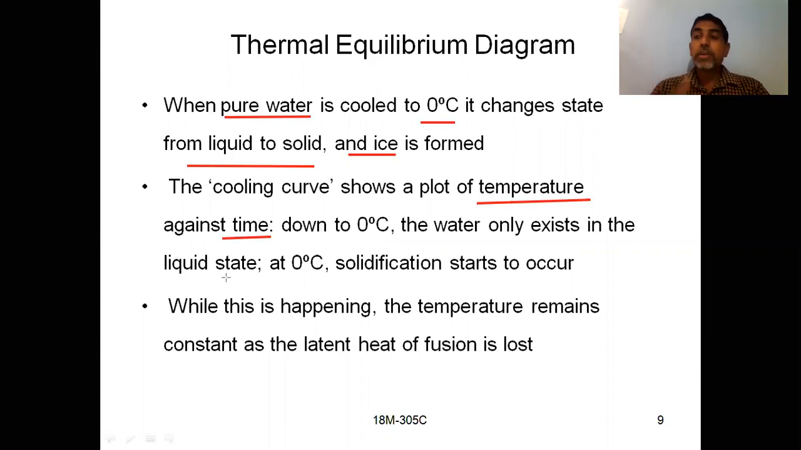Okay, so when you are having more than 0 degree centigrade, what you are having? You are having liquid state. At 0 degree centigrade, actually the solidification process will start. That means formation of ice will start at 0 degree centigrade. While this is happening, the temperature remains constant and that is known as latent heat of fusion. Okay, so latent heat of fusion will be utilized, and in that way the temperature remains constant. Already we know that. In chemistry also we learn that during phase change from liquid to solid, the temperature is constant. So here also that will happen and you can see in the diagram also.